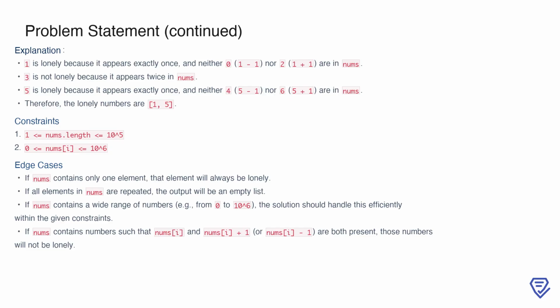Additionally, it's important to consider constraints and edge cases. For example, if nums contains only one element, that element will always be lonely since no neighbors exist. On the other hand, if all elements in nums are repeated, the output will be an empty list. With the size of nums and the potential range of values being large, the solution must be efficient to handle up to 100,000 elements and values up to 1 million.